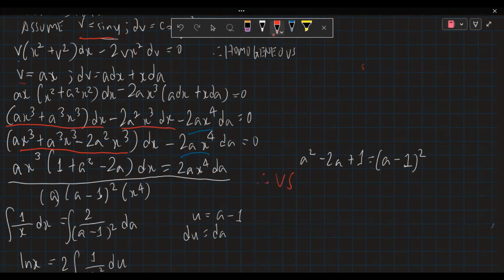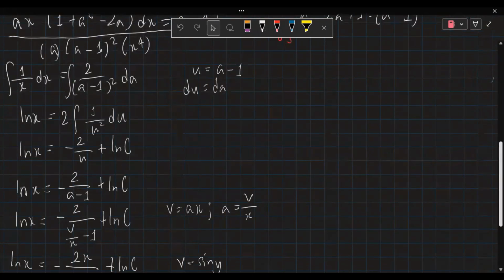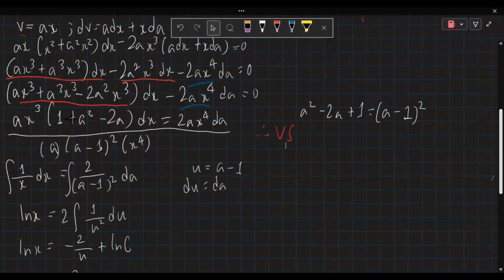And from there, we can simplify it to our VS process. You can see that in the reviewer, it's simplified further, a squared minus 2a plus 1, so a minus 1 squared. So always try your best to use algebra, trigonometric, or rules of exponents in order to simplify the equation that is given to you.